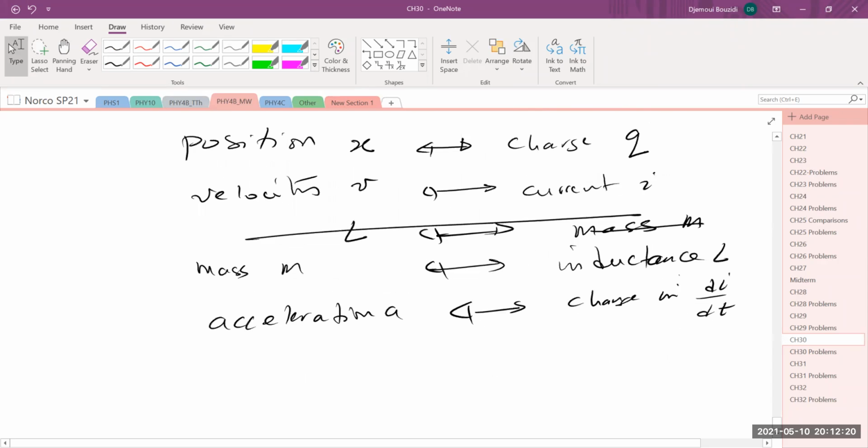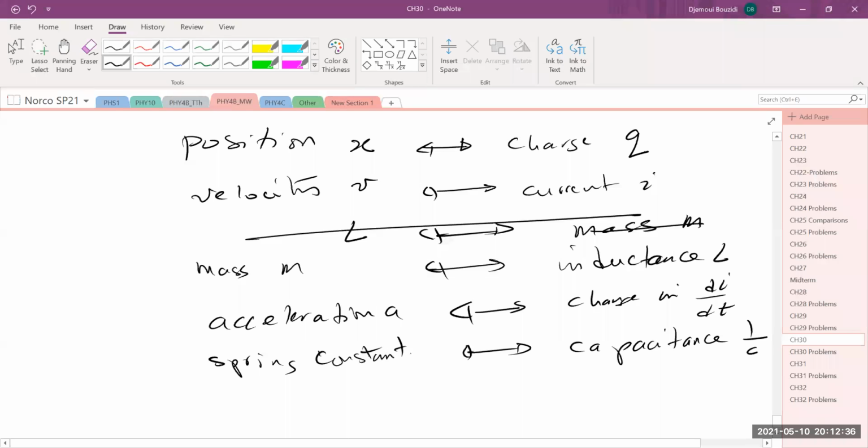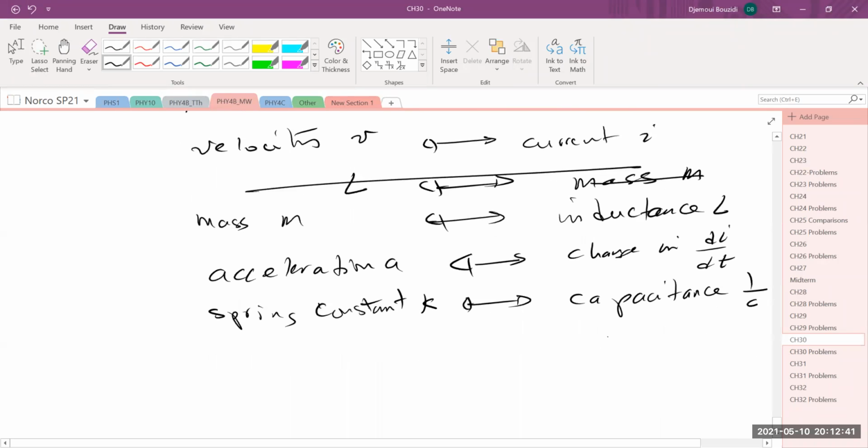So there are parallels between all of them, where m and L are similar. As a matter of fact, the capacitance, 1 over C, not C, 1 over C is equivalent to the spring constant k. The last thing that we need to worry about is the resistance R, which is equivalent to the coefficient of viscosity.